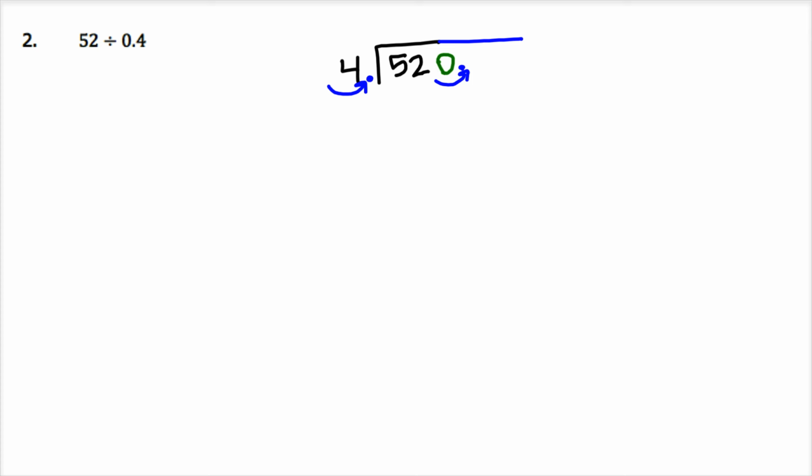Okay, so 4 will go into 5 one whole time, so I'll put a 1 directly above the 5, since we're only dividing the 4 into this first number. 1 times 4 is 4, and 5 minus 4 is 1. Now I can bring down my 2. 4 will go into 12 3 times, so my next number up here is 3. 3 times 4 is 12. Subtract and I get 0. Okay, I need to bring down this 0 here.